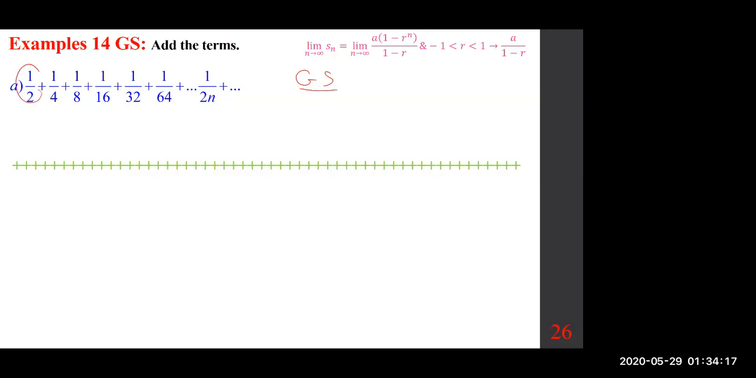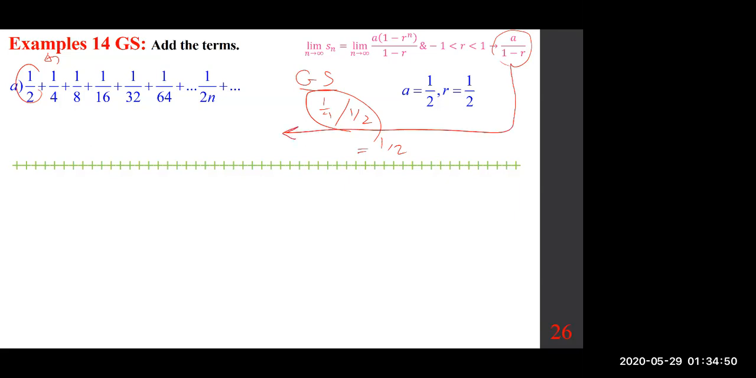1/2. What is its ratio or r? Divide 1/4 by 1/2, and that gives you also 1/2. So in essence, a is 1/2 and r is 1/2. I hope you see that to get to the next term, you have to multiply it by 1/2. All right, so therefore, we can use this formula to do the math.